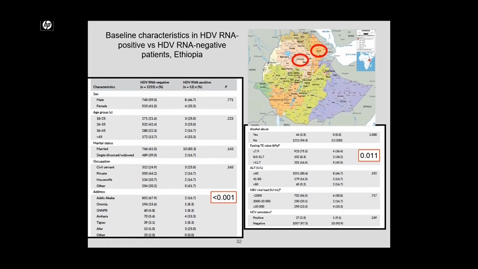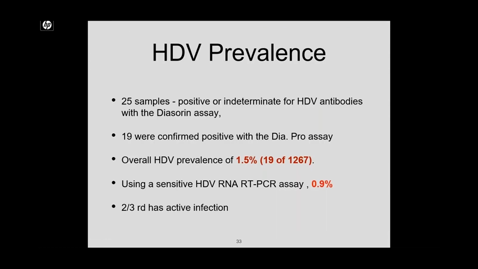Hepatitis D virus infected individuals had higher liver fibrosis scores. For hepatitis D virus antibodies with the DiaSorin assay, 25 samples were positive. When we used another assay, the DiaPro, 19 were confirmed positive. Overall, hepatitis D virus prevalence was 1.5% in the study. Using RNA to show active infection, it was 0.9%. So this shows that two thirds of the individuals have active infection.